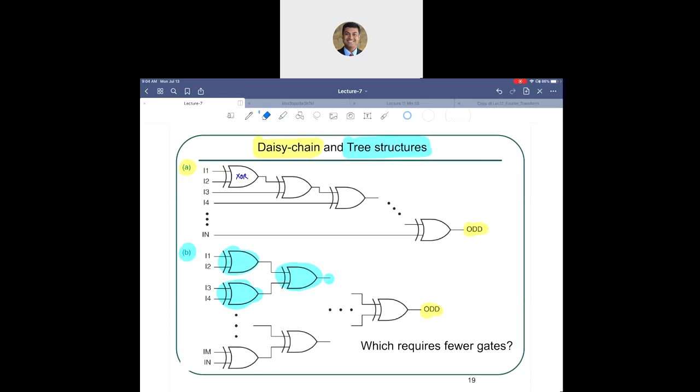So with this, let us try to answer a few questions here. The first question is, why are we doing this daisy chain or tree structures anyway? Well, the reason is that exclusive OR gates have a limitation on the number of inputs. The number of inputs you can have for an exclusive OR or an exclusive NOR is two inputs. That's it.